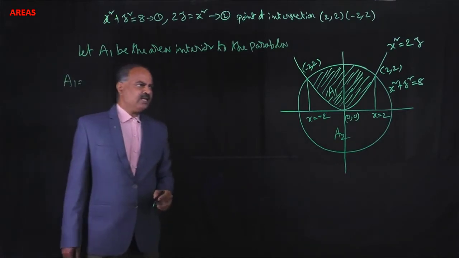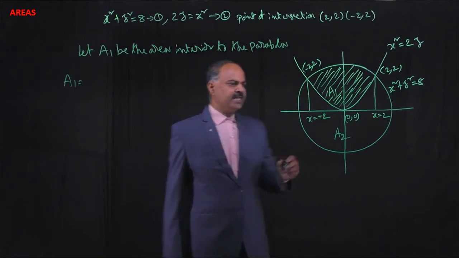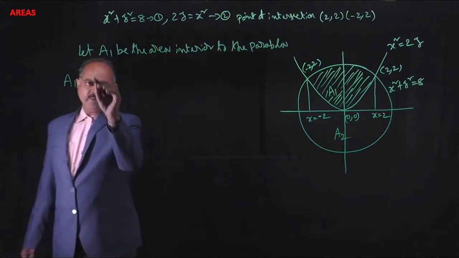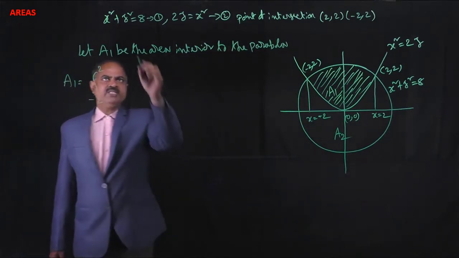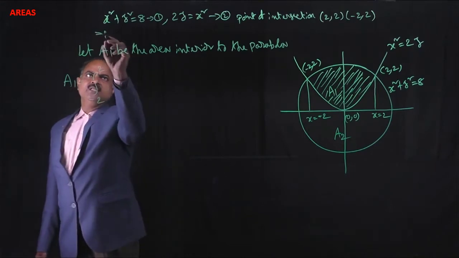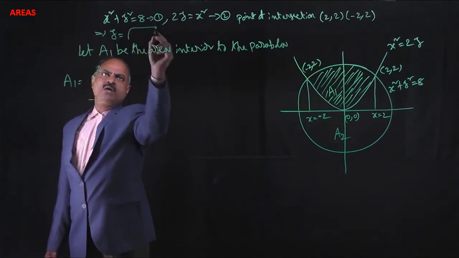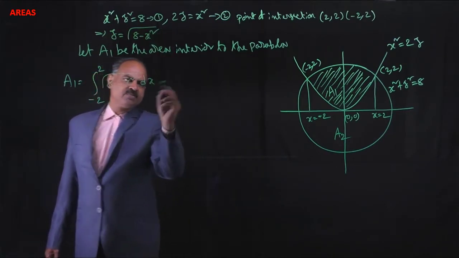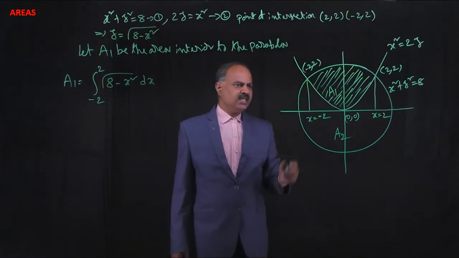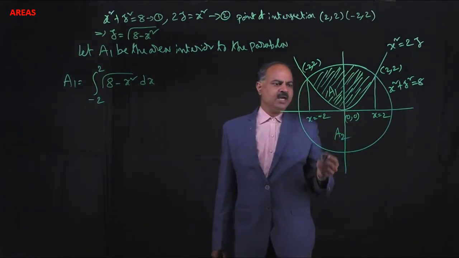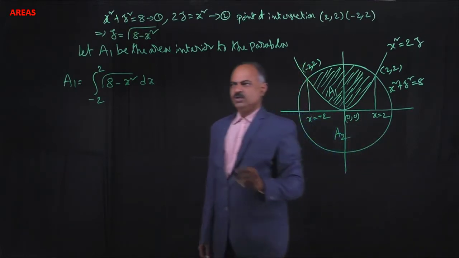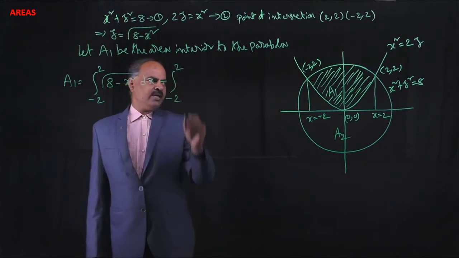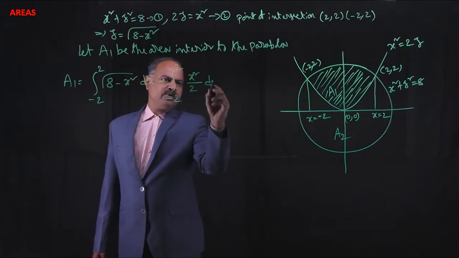integral the area under the circle on x-axis between minus 2 and 2. So that is equal to integral minus 2 to 2. Circle equation is x square plus y square equal to 8. This implies y is equal to square root of 8 minus x square. So square root of 8 minus x square dx minus the area under the curve x square equal to 2y on x-axis between minus 2 and 2. So that is equal to minus integral minus 2 to 2 x square by 2 dx.